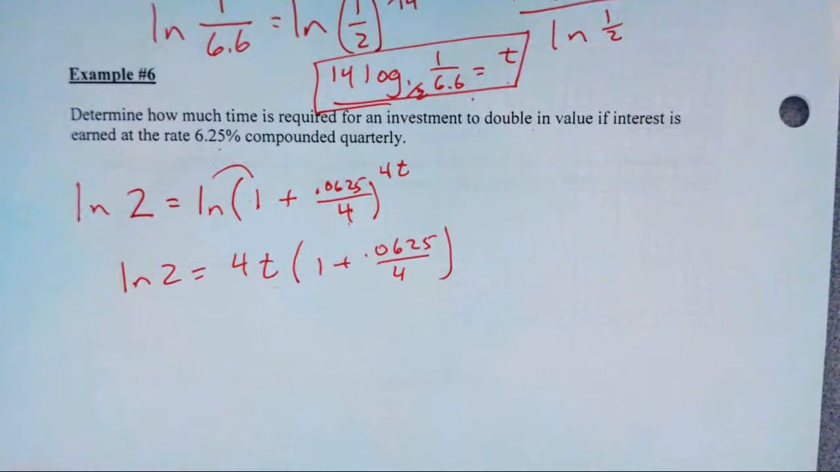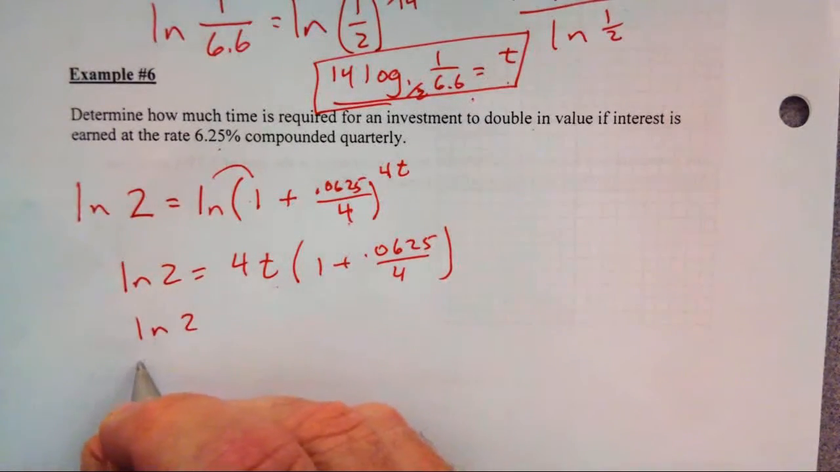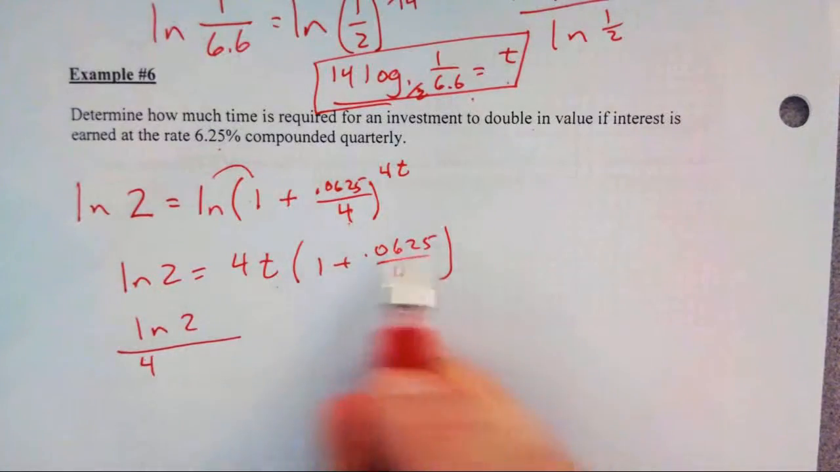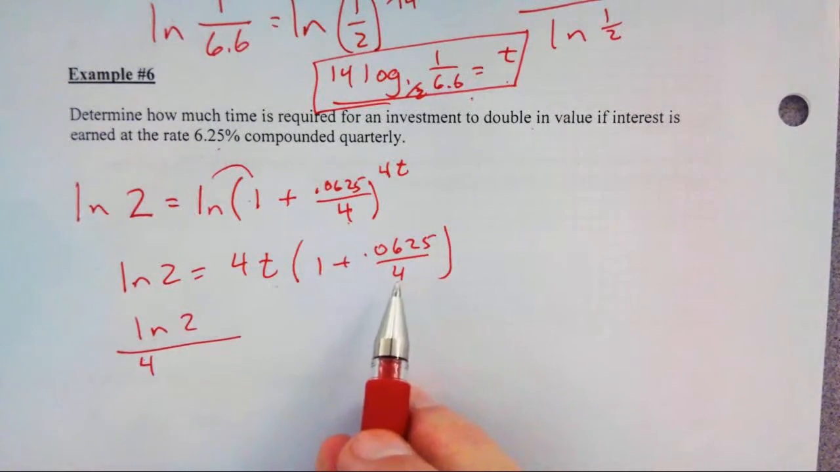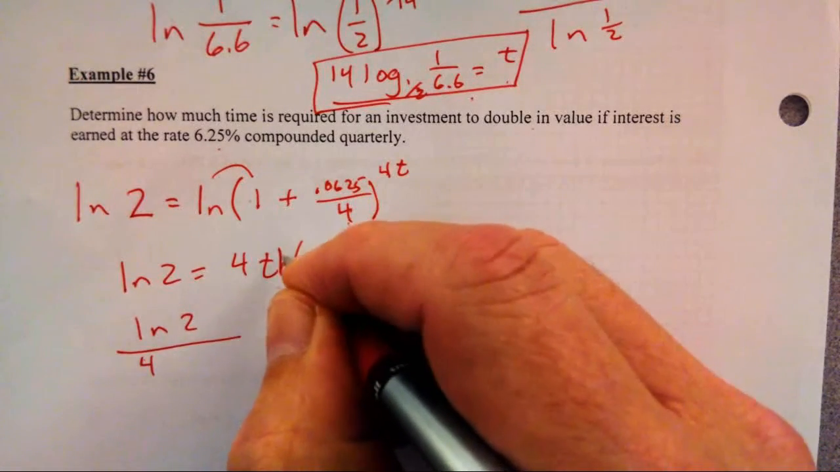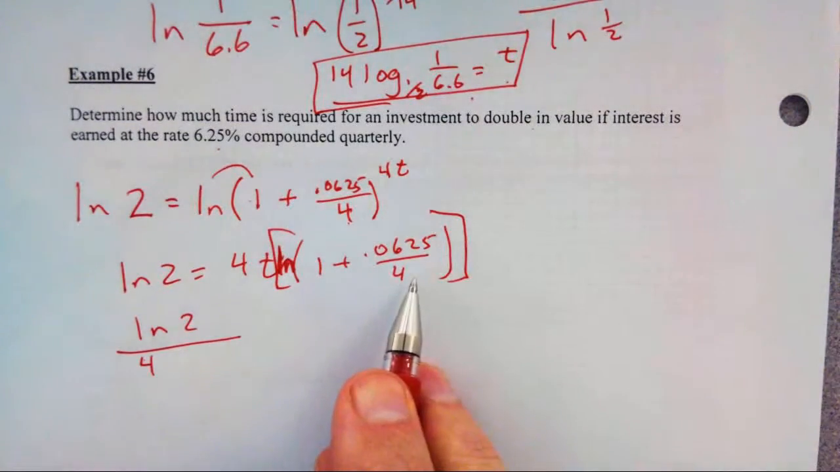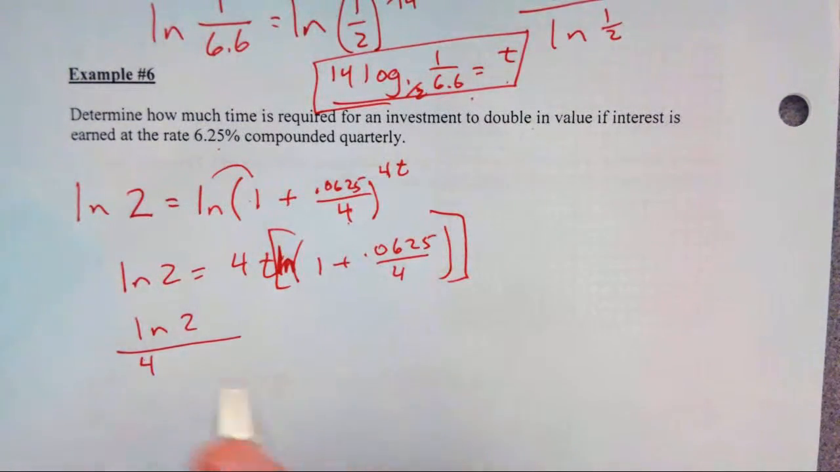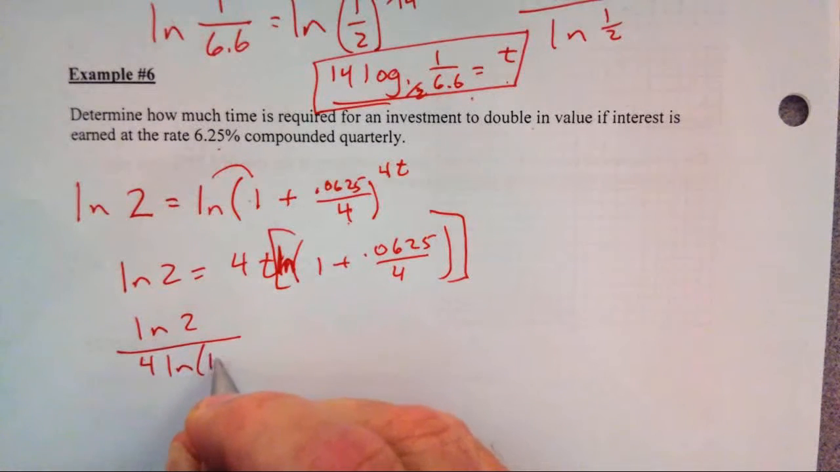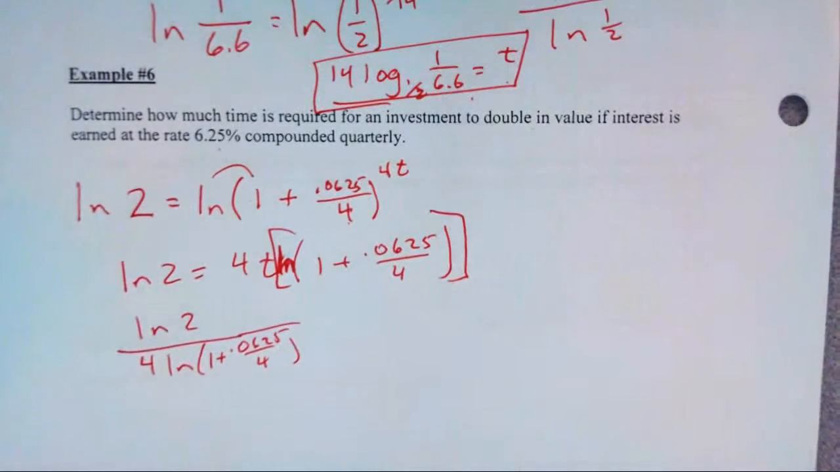And now if I'm solving for t, 4 is just a number. Got to divide it. This is just a number. I'm sorry. Still got an ln in here. You see it? Still got an ln in there. ln of this is just a number. ln of 1 plus 0.0625 on 4. Is that okay?